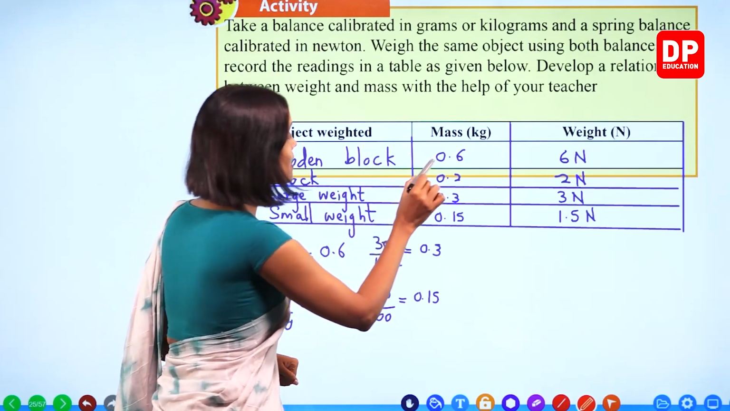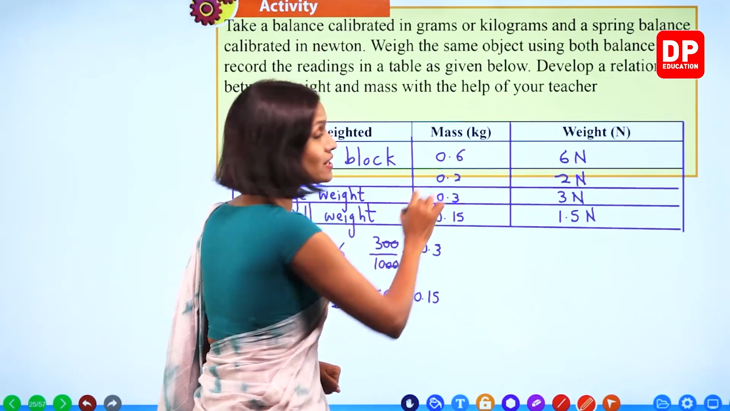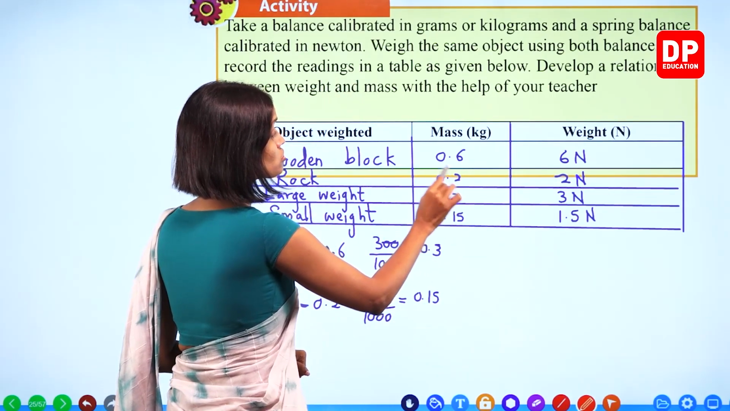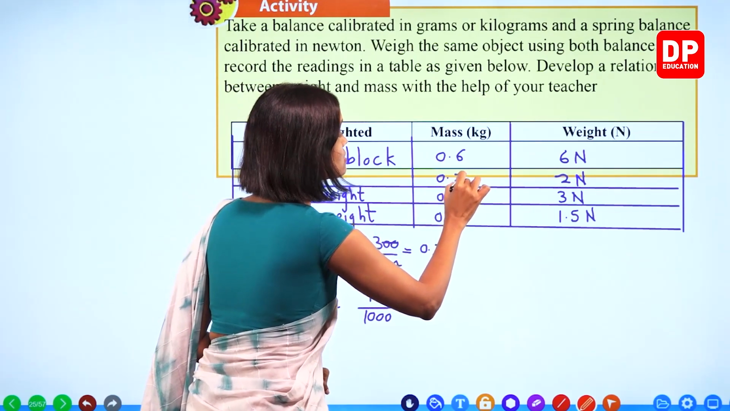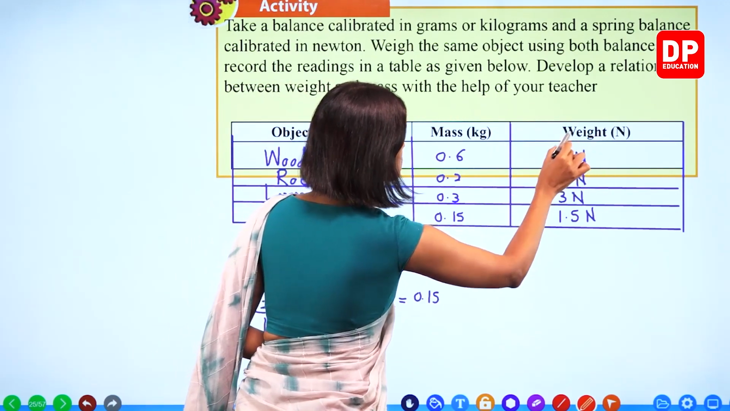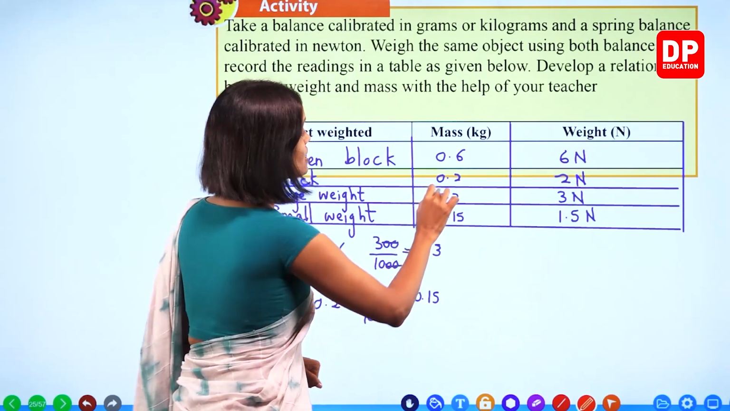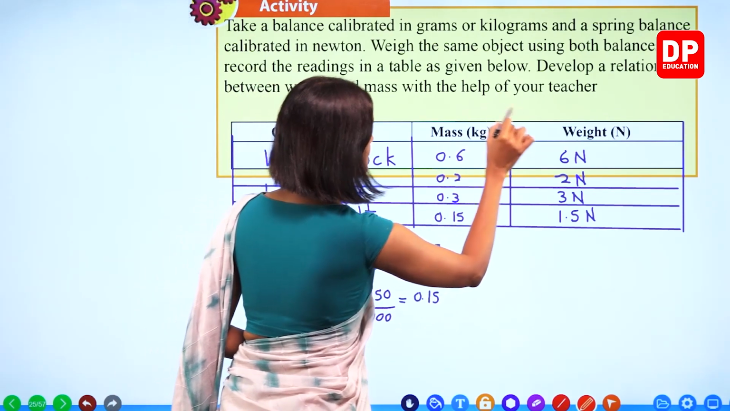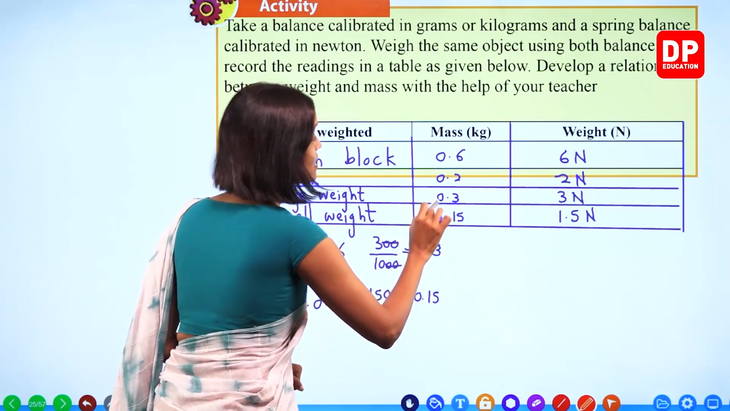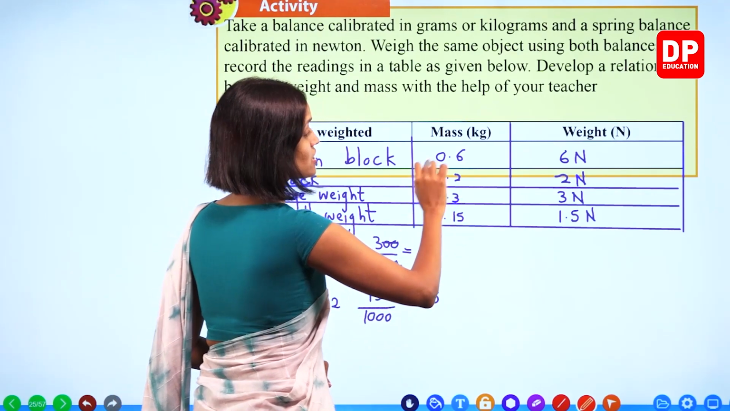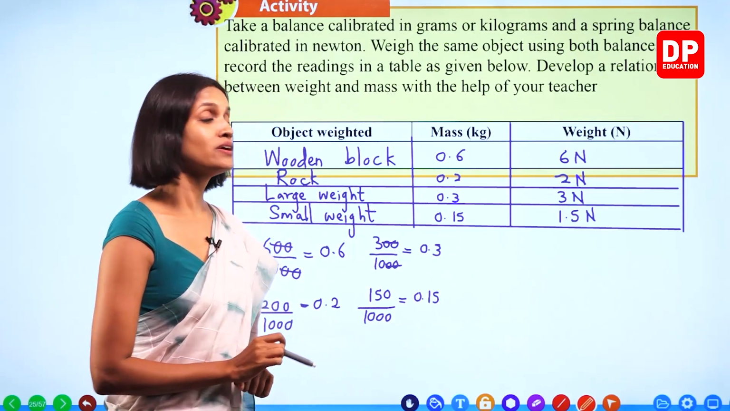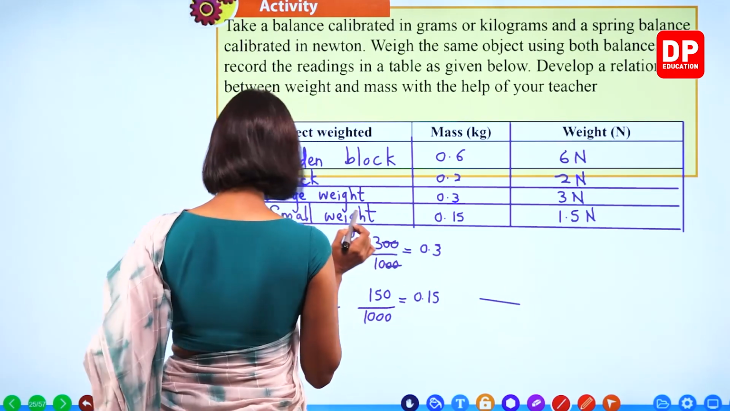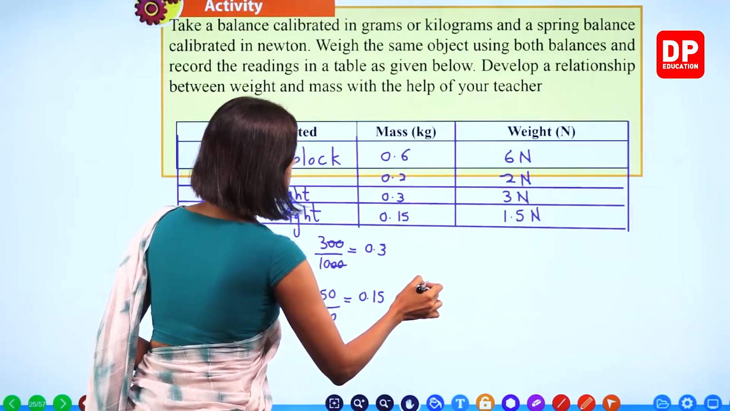So if you multiply the 0.6 by 10, what will you get? It is 6. Here 0.2. If you multiply 0.2 by 10, it will become 2. These two also the same. If you multiply 0.3 by 10, we will get 3. If you multiply 0.15 by 10, you will get 1.5. Which means we can simply write it down.